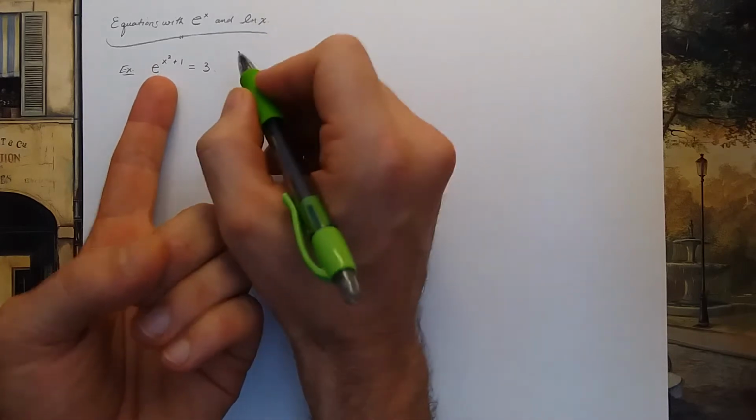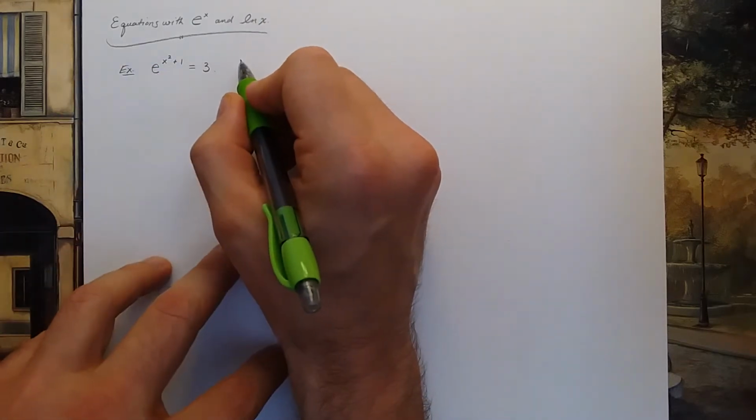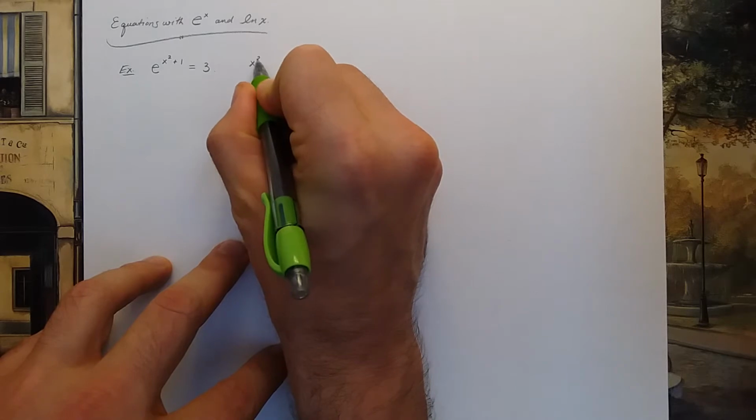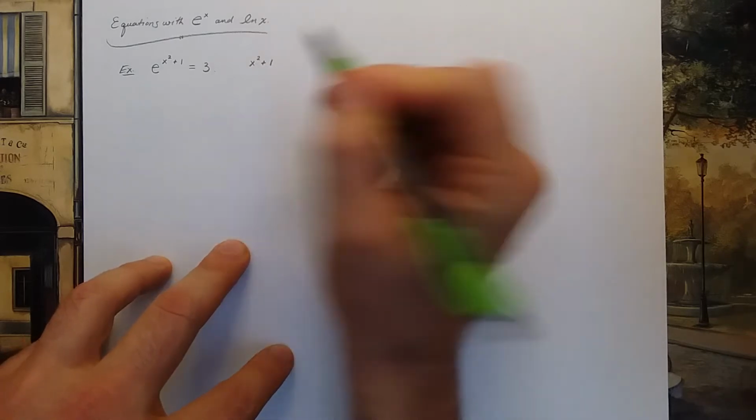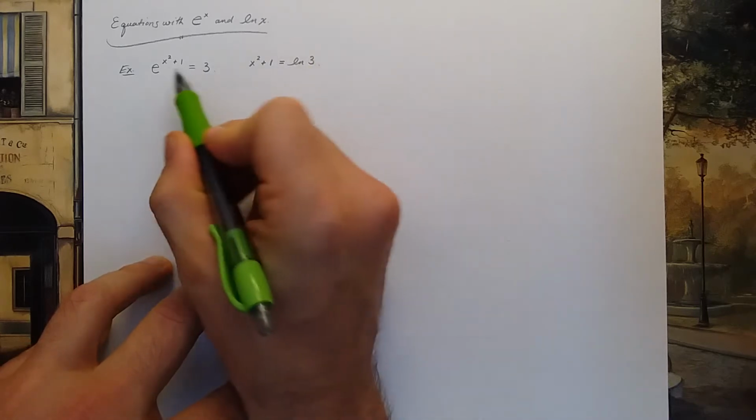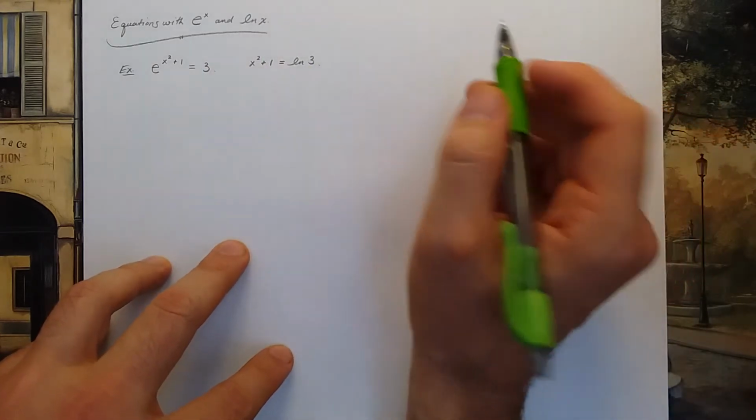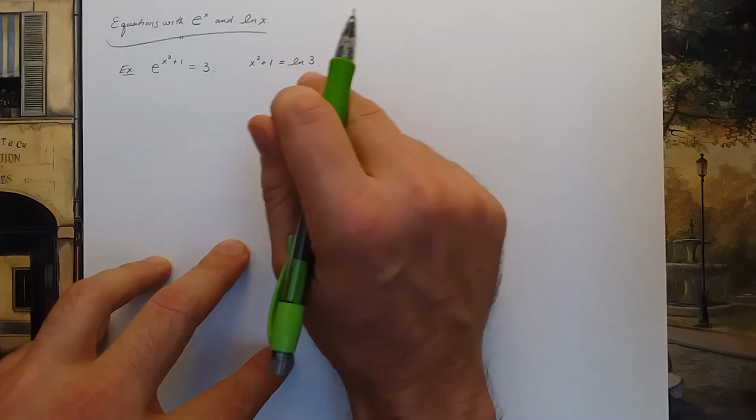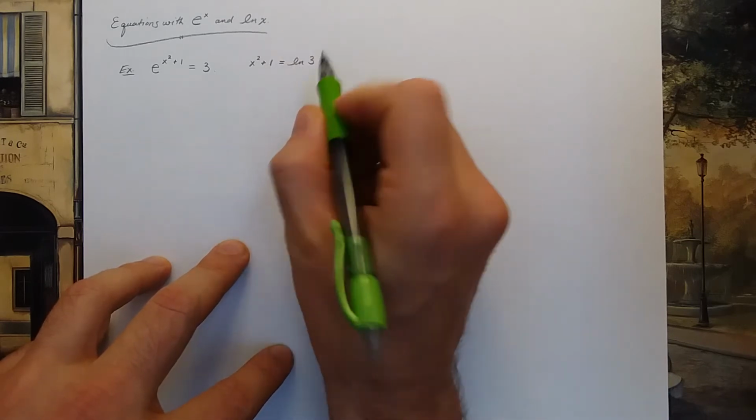If I do so, the natural log and e to the x are inverses. They undo each other. So the left side becomes x squared plus 1, and the right side becomes log 3. So I took log on both sides. Now it's relatively routine to simplify. Log 3 is just a constant.